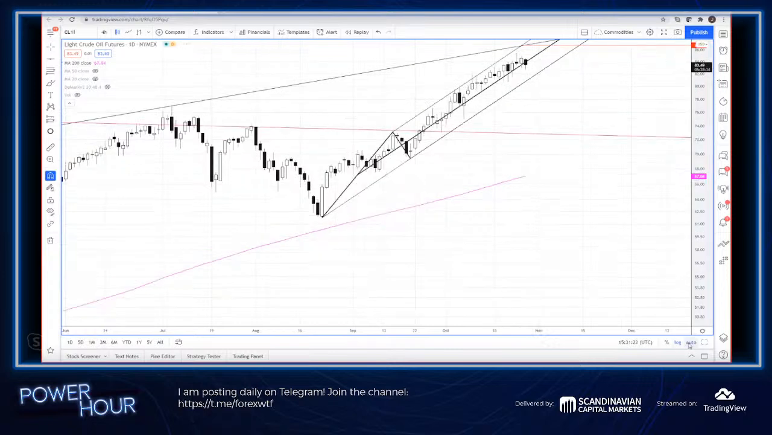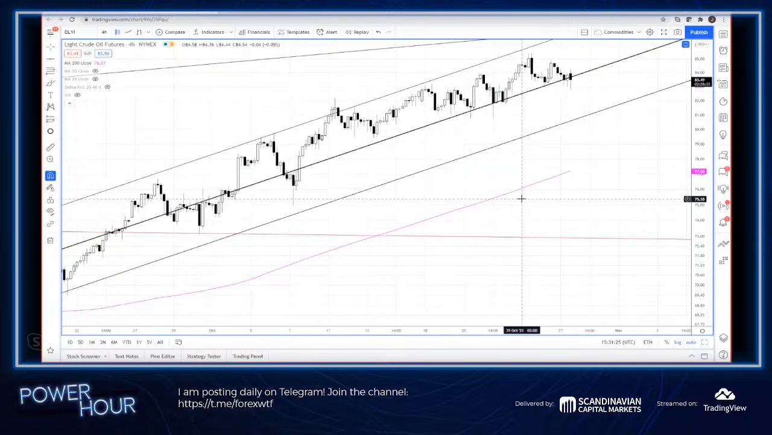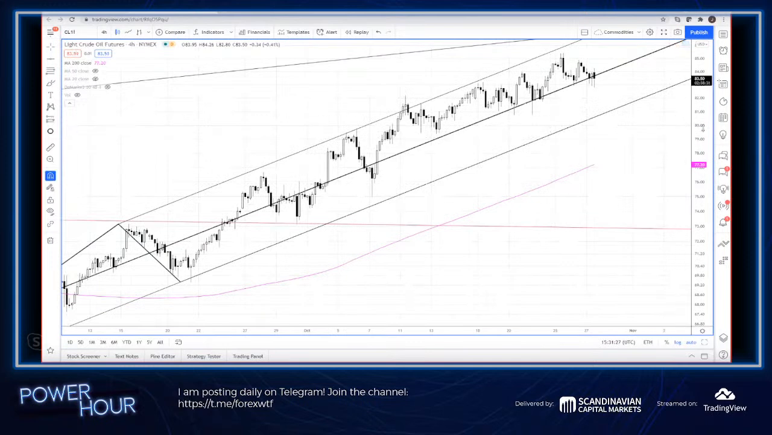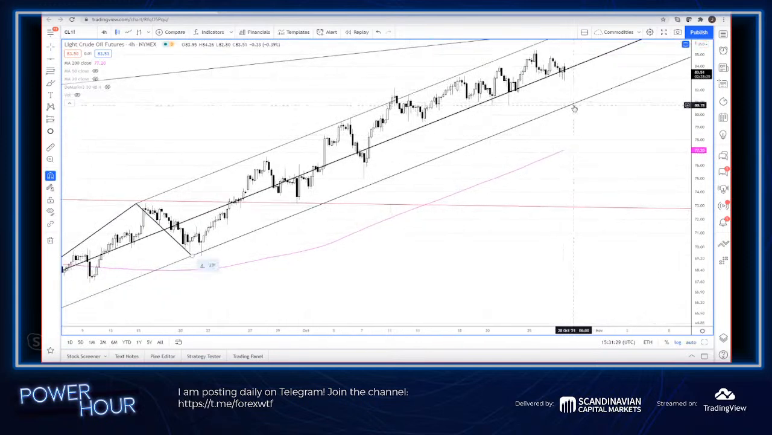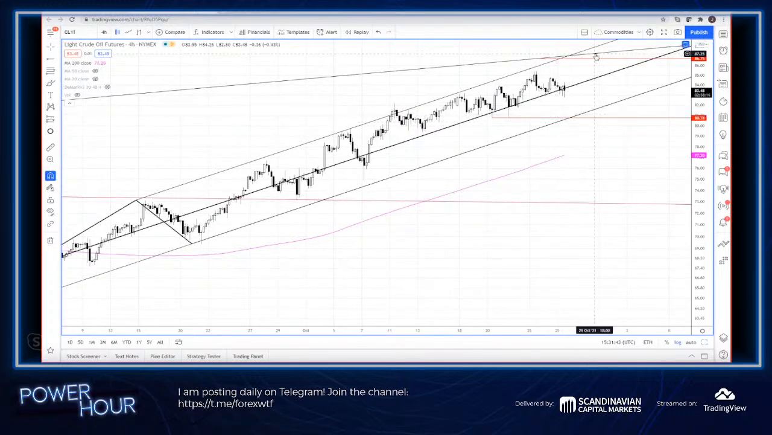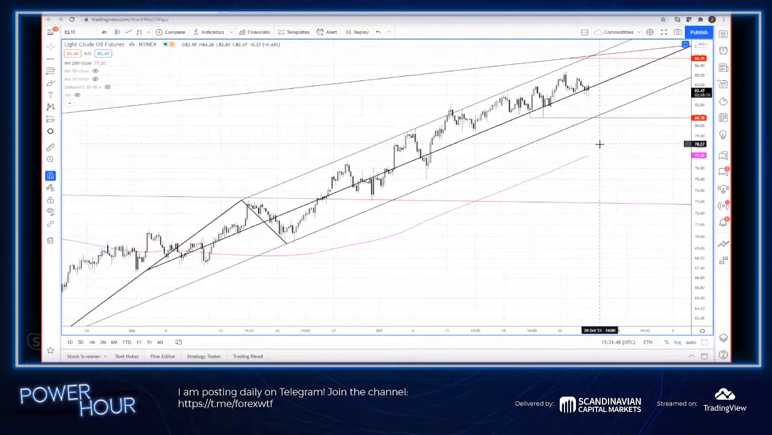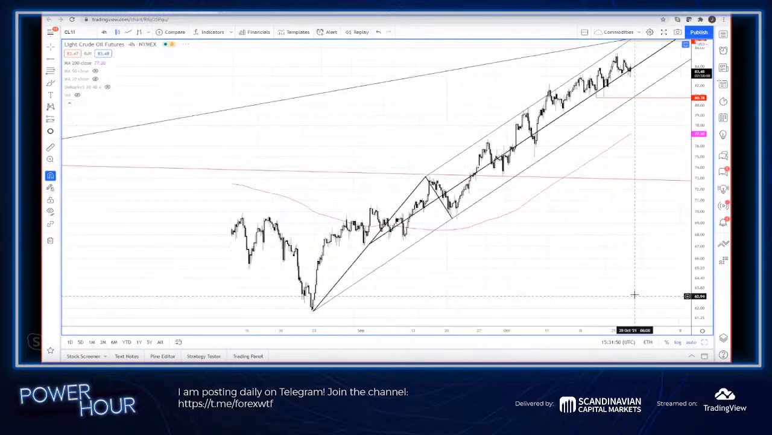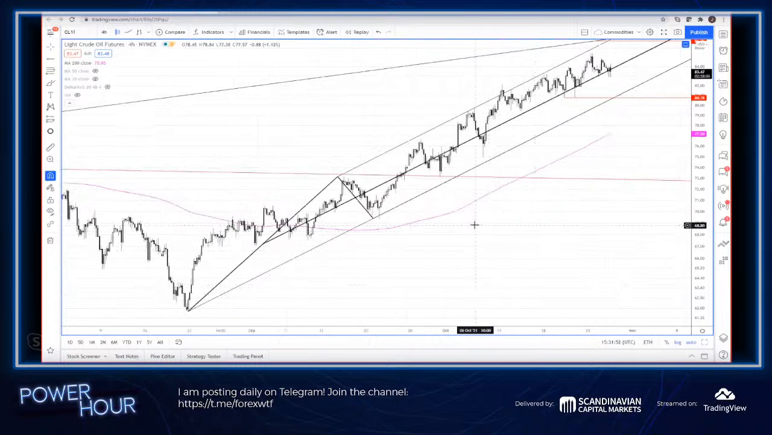However, if we don't, and we end up trading lower from here, then obviously pay attention to the lower channel line, which is right there, and that's 80.80. So that's going to be a key level to pay attention to for either support and resumption to the upside, or if we break it, that would be an important behavior change, and we'd probably be in for a decent sized correction in crude if that were to occur.